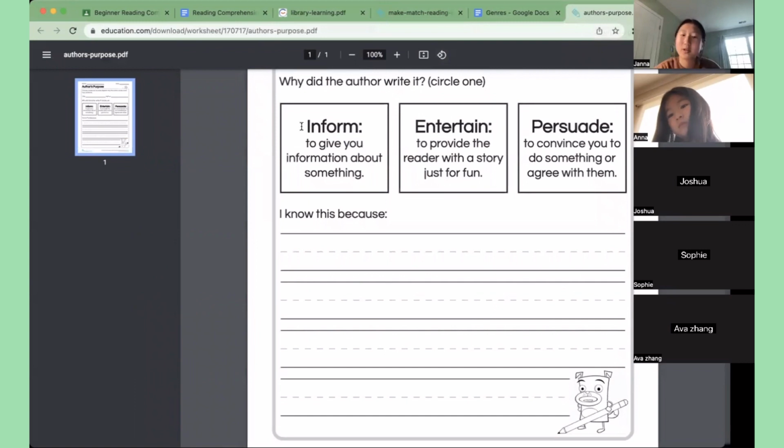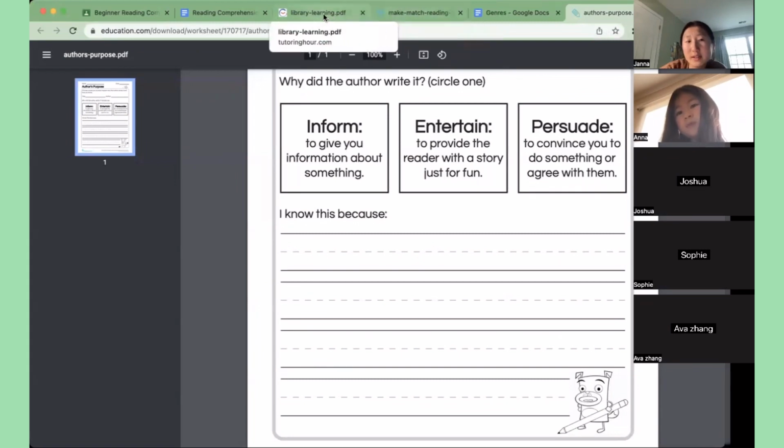And I can explain why. Just because again, the author's not really giving you information about something, like not any real facts or important information. It's not really persuading you to do anything. It's just telling you a story about a boy who went to the library. So yeah, it's just to provide the reader with a story just for fun. Okay. Does everyone understand that? Because I think there's some confusion. So I can post another story and we can get more practice. So just give me 1 second.